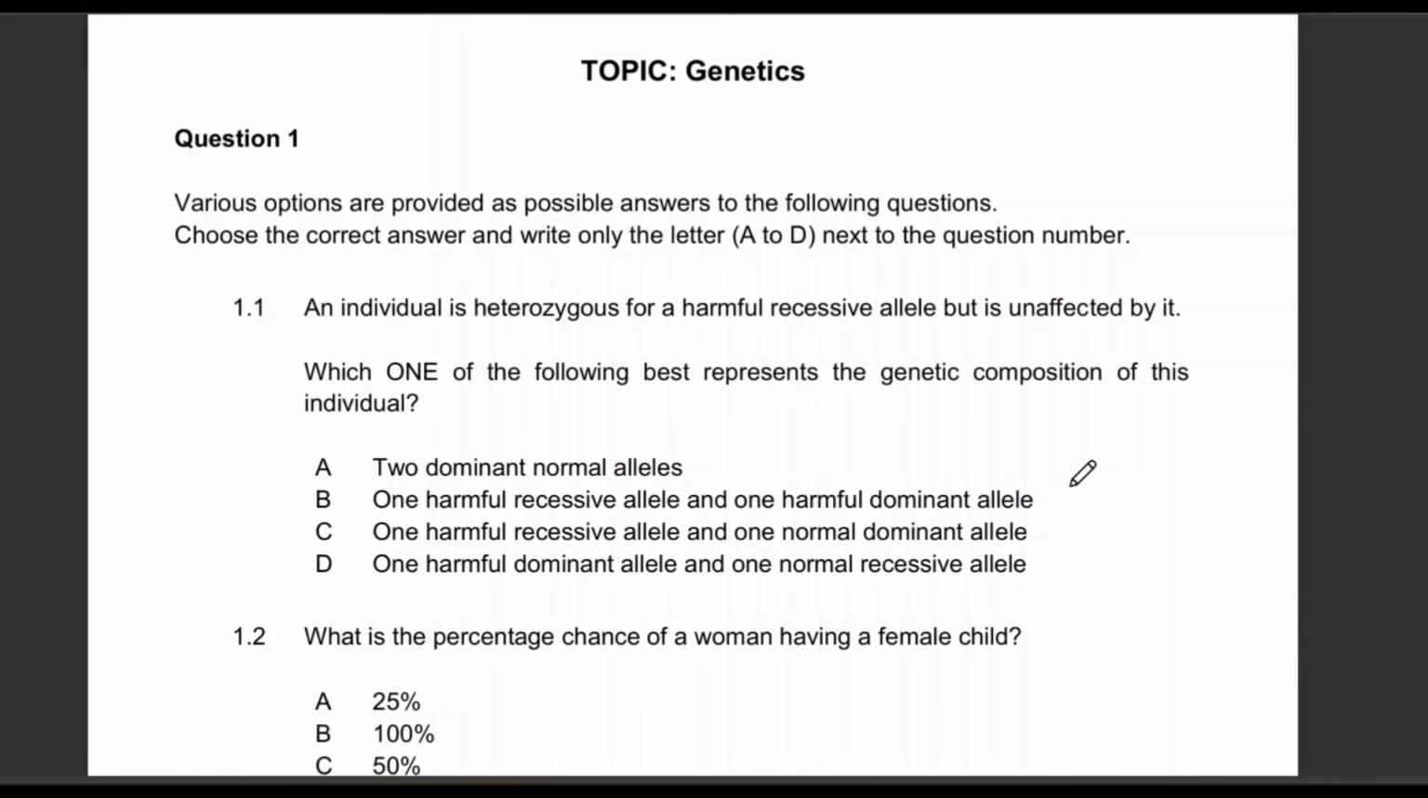In today's video guys, I want us to answer these genetics multiple choice questions from previous question papers. These questions will help you check your understanding. So there's just 5 of them, so let us go through them.